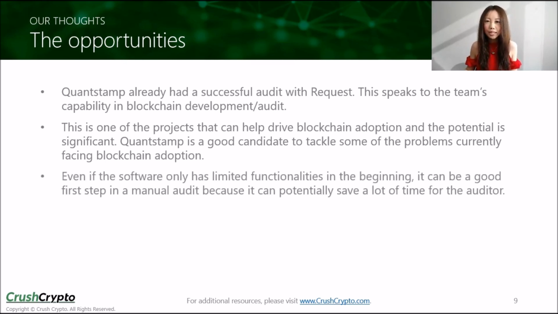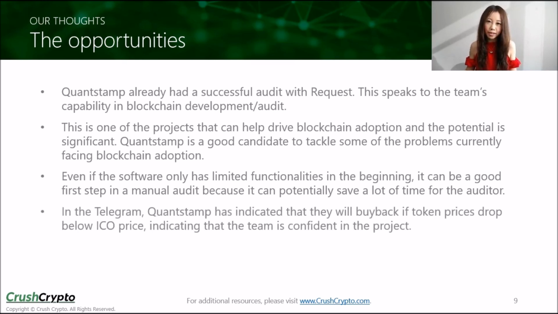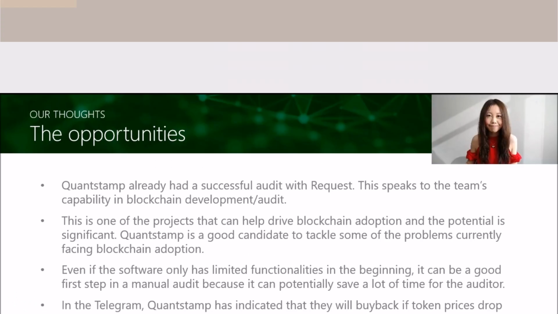Even if their software has limited functionalities in the early stages of its development, it could still prove useful for manual audits, potentially saving the auditors a lot of time. In their Telegram group, Quantstamp indicated that they will be buying back their tokens if prices drop below the ICO price. These tokens will be put into a reserve, which the team can release in the future. This indicates to us that the team is quite confident in their own project.